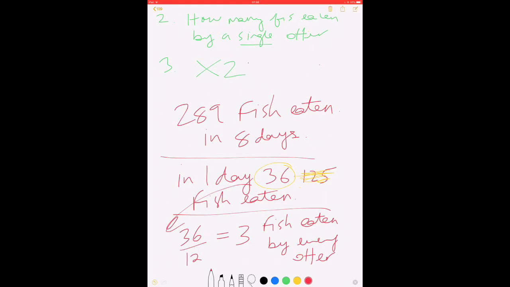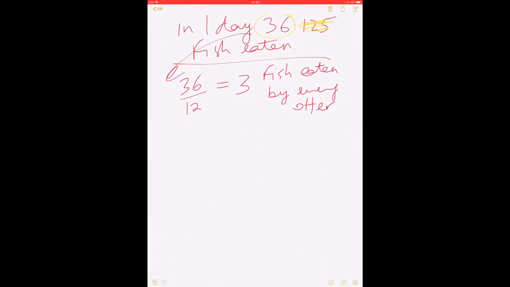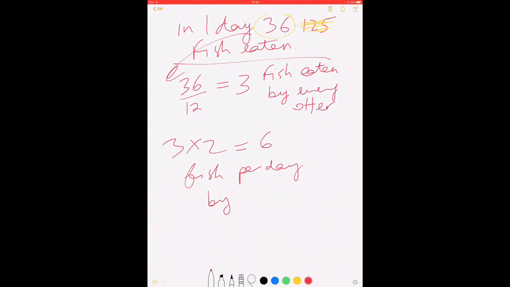Okay, so in one day, let's go back to the question just to remember what we're trying to answer. How many fish are eaten by 2 river otters per day? Okay, so one otter eats 3 fish per day, so simply 3 times 2 is equal to 6 fish per day by 2 river otters.